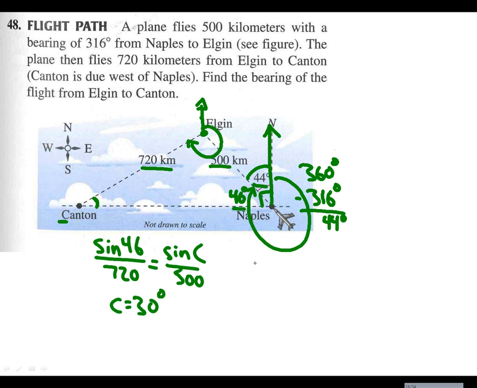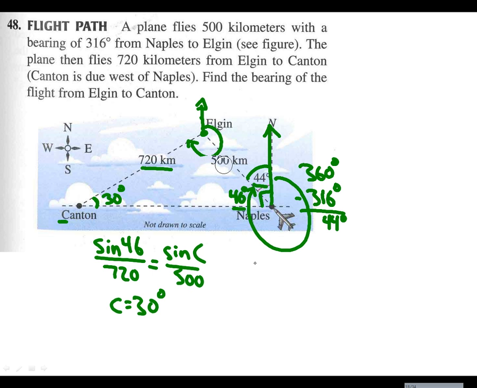I did that by using the inverse sine there, and usually we have to check for two different angles, but in this case we know it's the acute angle because of the way it's drawn. It's drawn for us, so we know that that's 30. Alright, so we have 30, we have 46.